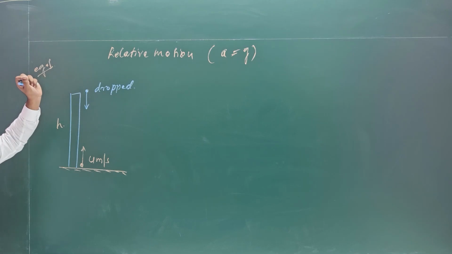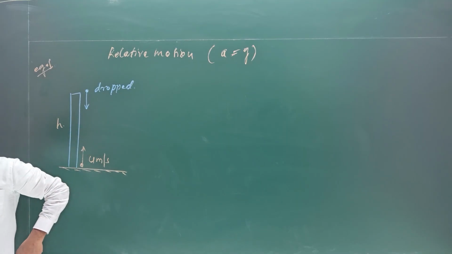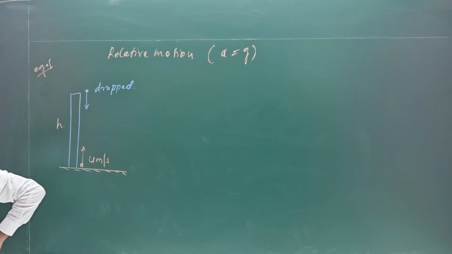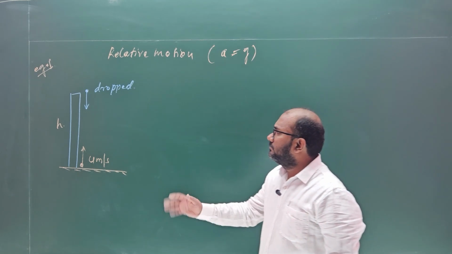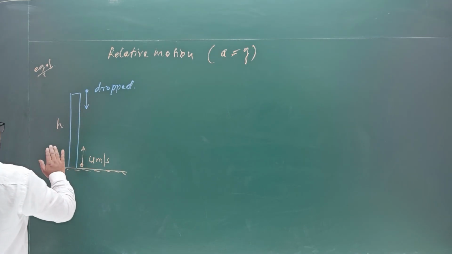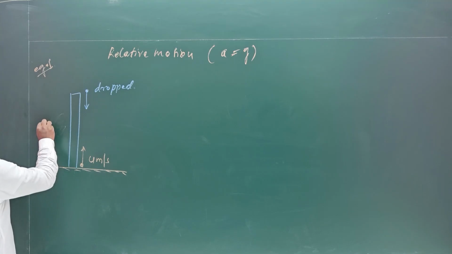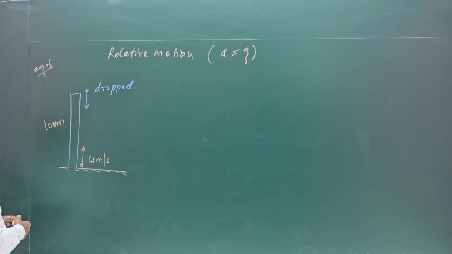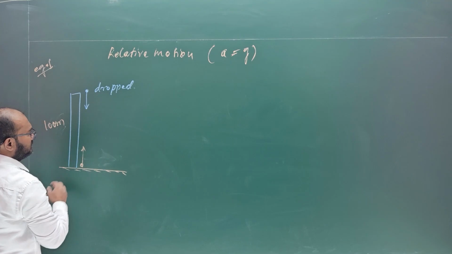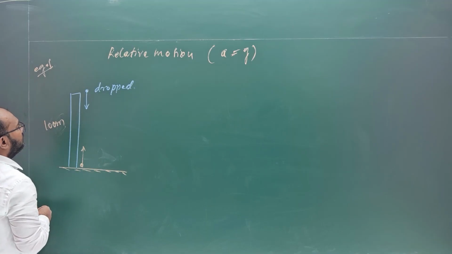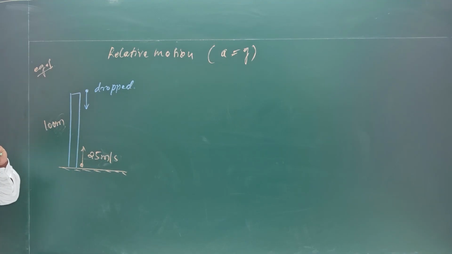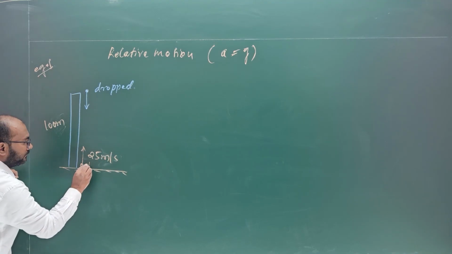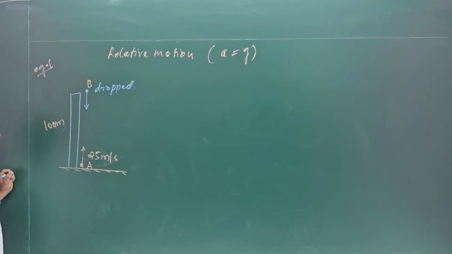When means definitely they are asking what time, and where means definitely they are asking the position. If I generalize this, you want values. Take the height as 100 meter, and take initial velocity u equals 25 meter per second. Let us call this body A and this body B.